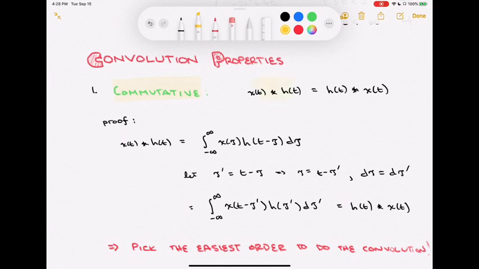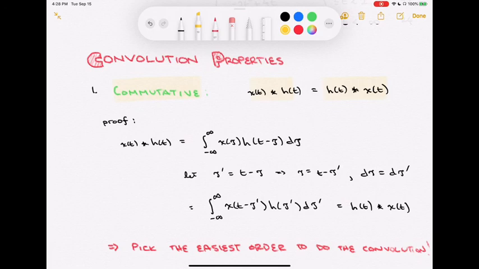X convolved with H is going to give you the same result as H convolved with X. It doesn't matter whether I convolve X with H or H with X. I can interchange the order of those guys. It shouldn't make a difference to the result. How might we use this?